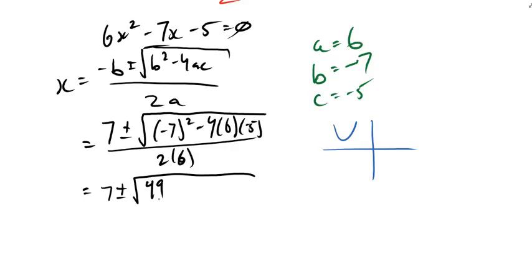I don't even put the negative in my calculator. I just do 7 squared. It's 49. Whether it's negative or positive won't matter because it's in brackets. For the quadratic formula, it's always in brackets.